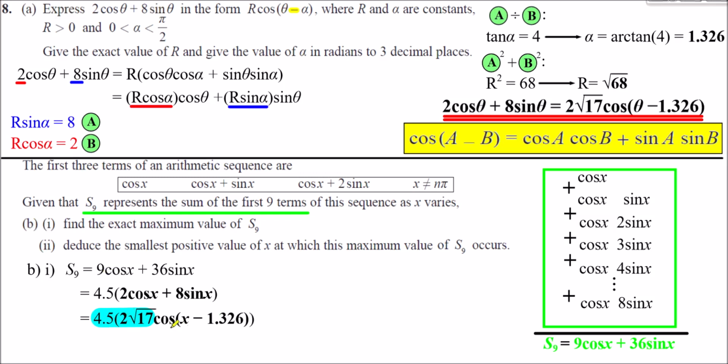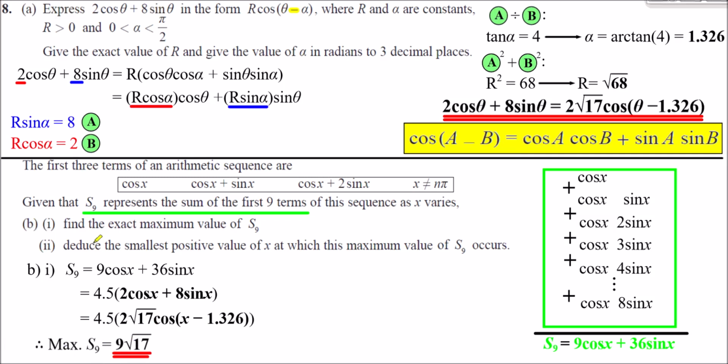S9 will be maximized when cosine is maximized. So what is the range of the function cosine? Cosine ranges from -1 at its minimum up to 1 at a maximum. So the maximum value of cosine of this is 1. Hence, the maximum value of S subscript 9 is 9 root 17 times 1. In other words, just 9 root 17. So the max value of S subscript 9 is 9 root 17.